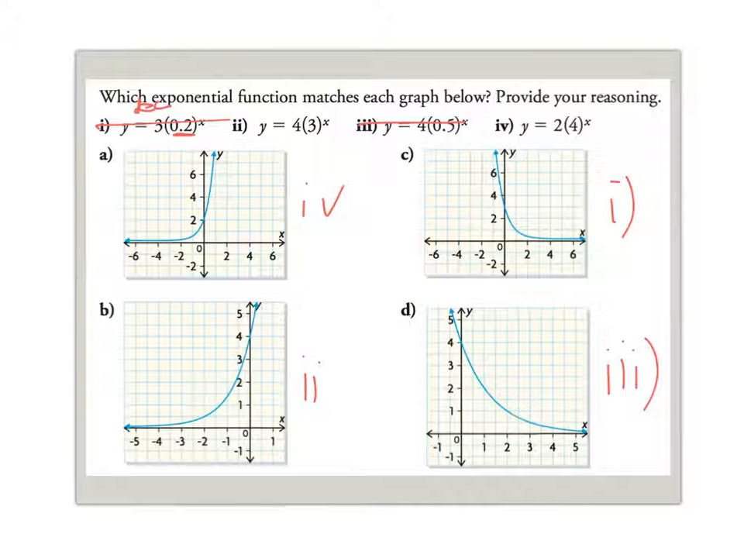Okay, so that's just a little review from yesterday, because that's what we looked at, that the value A is the y-intercept, and the value B inside the brackets tells you if it's increasing or decreasing.